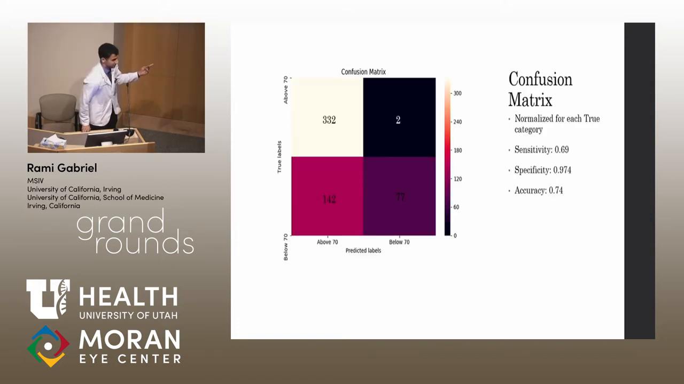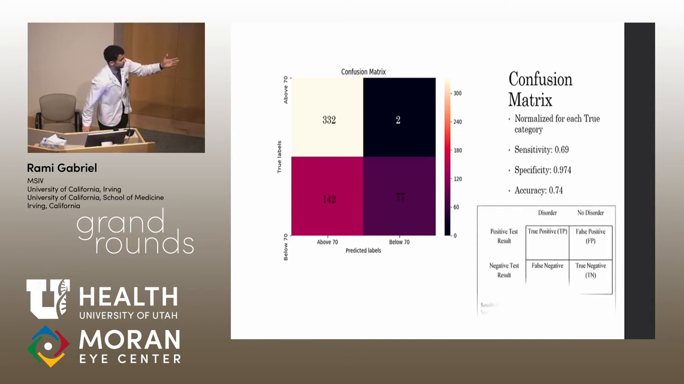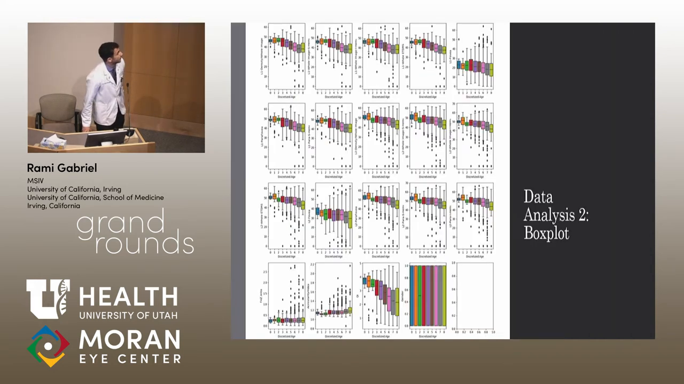This is a confusion matrix. This is actually what it's called, don't be afraid. It's very similar to what we have with true positives, false positives, and so forth. And so we got the sensitivity and the specificity of our study.